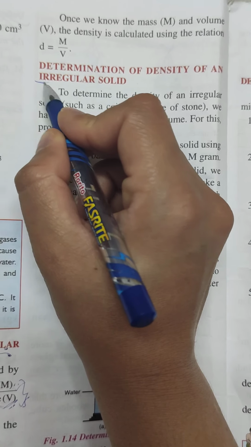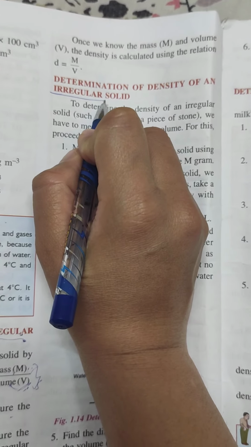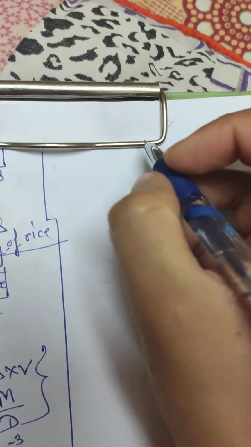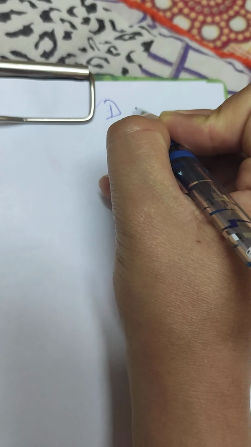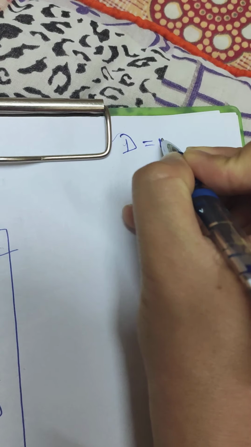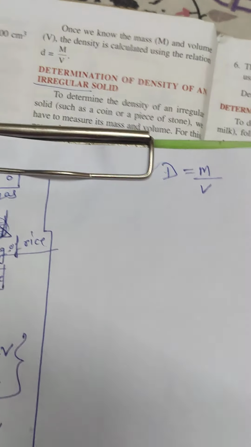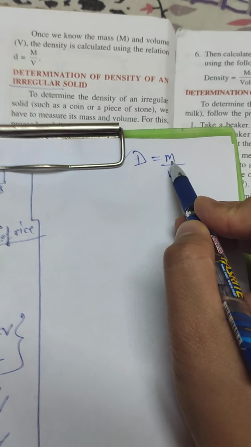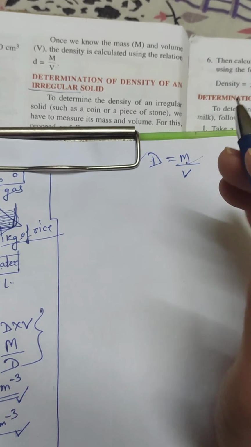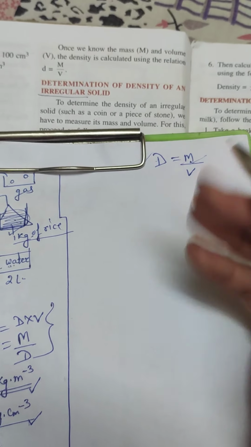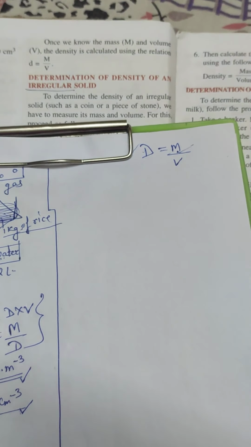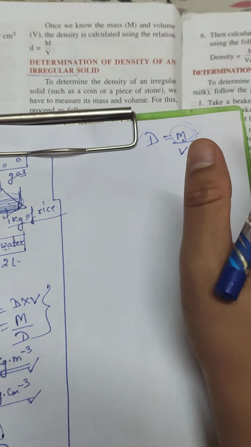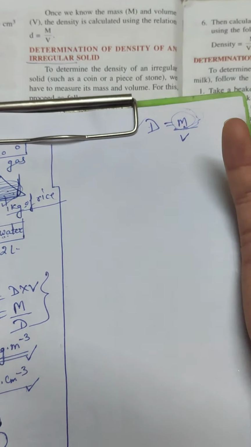Irregular means the shape and size are not fixed. Obviously, to find the density you will use density equals mass upon volume. If the solid is regular or irregular, by using a beam balance you can find the mass, because by the help of a beam balance you can find the mass of anything, whether it is regular or irregular in shape. So there is no problem about the mass. You can easily weigh it by the help of a beam balance or an electric balance.